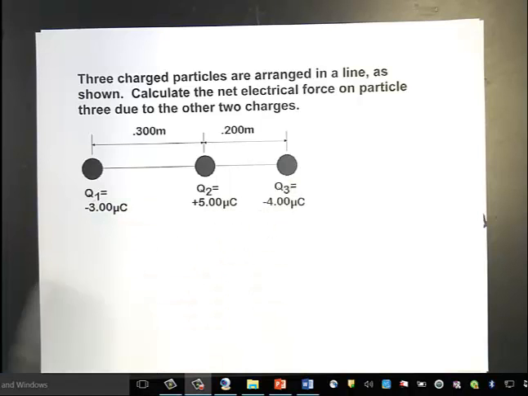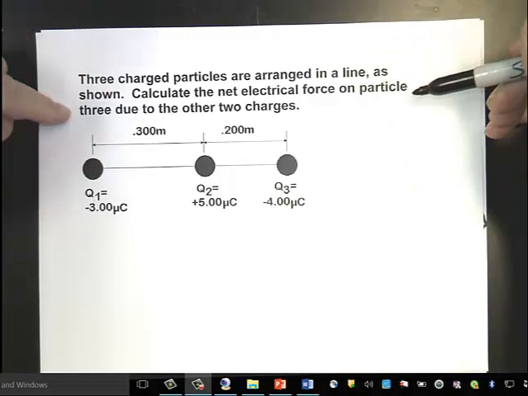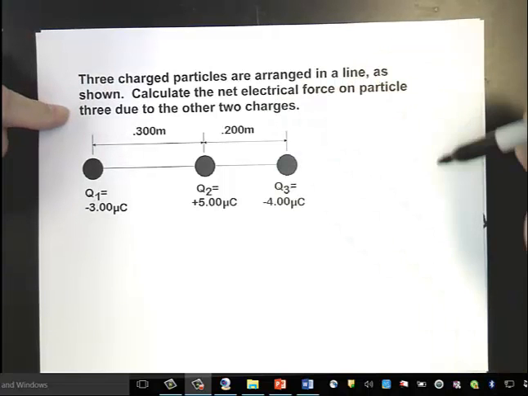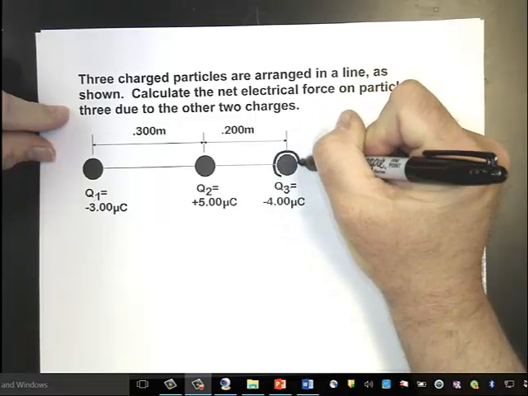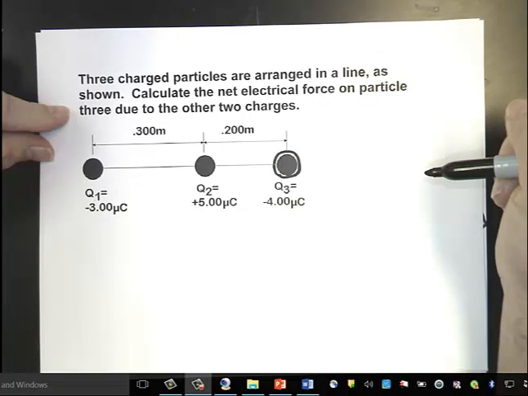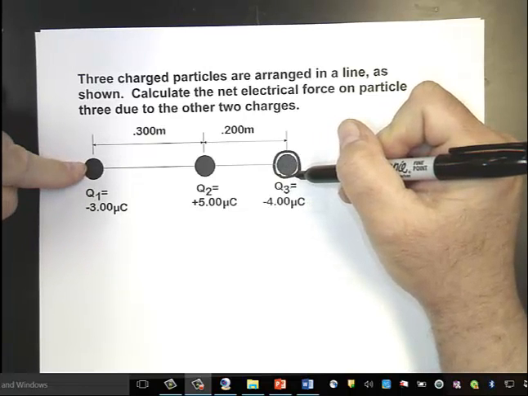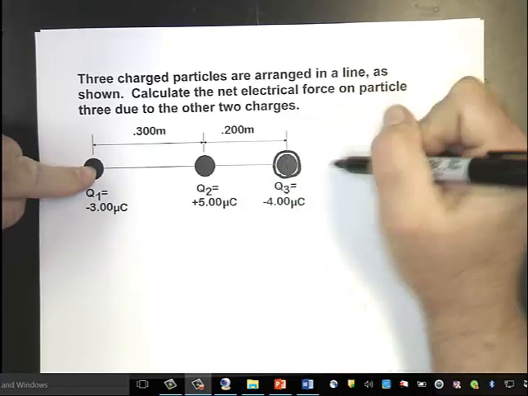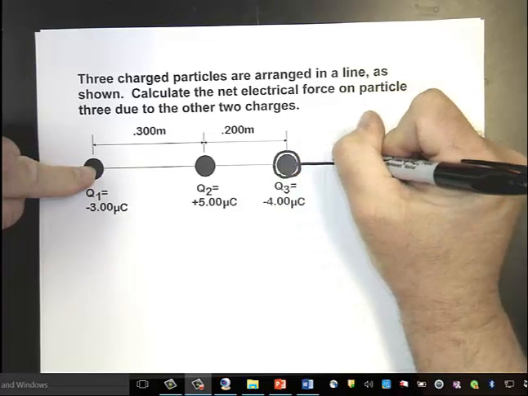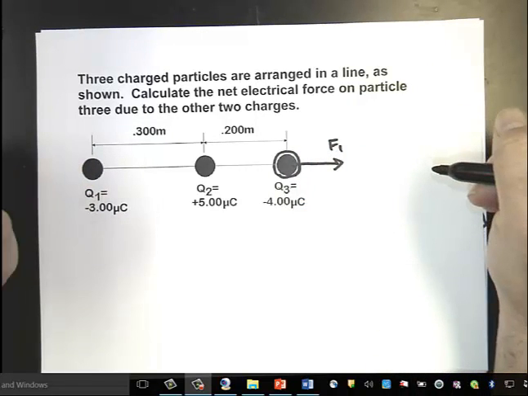Now notice we don't have to calculate all the forces involved. All we care about is the net electrical force on particle 3 due to the presence of the other 2 guys. So we're only concerned with the forces on this guy. So Q3 is experiencing a force because of the presence of Q1. They're both negative. So that means Q1 is going to repel Q3. So we'll call that force 1 due to the presence of Q1.